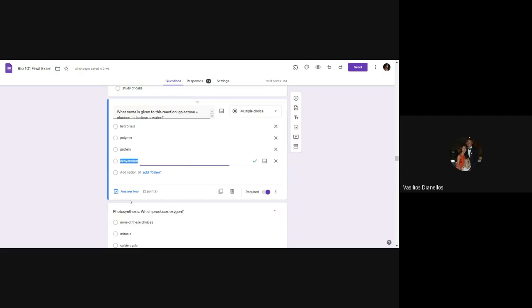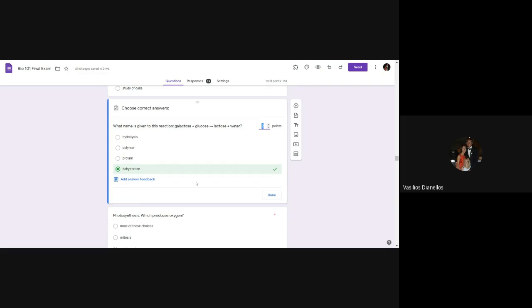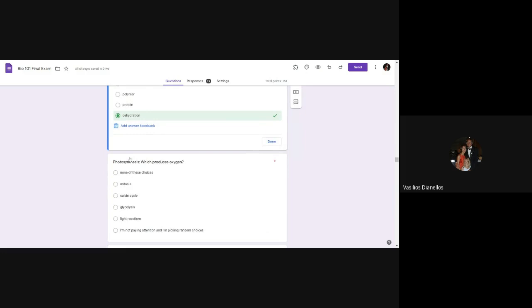Or if you want to get a little bit more technical, and this would be a harder way of remembering it, if you happen to remember that galactose is a monomer, glucose is a monomer, and monosaccharide, and disaccharide, then you would know that this is a reaction that's building something as opposed to breaking it. That's another way of remembering it's a dehydration reaction. But the real only choices here are dehydration or hydrolysis. So even if you guess hydrolysis, you at least got partial credit because polymer and protein have nothing to do with this question. If you guess those, zero credit.